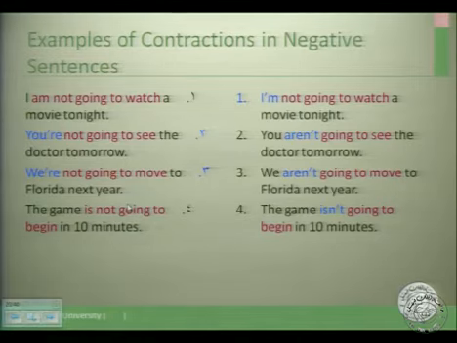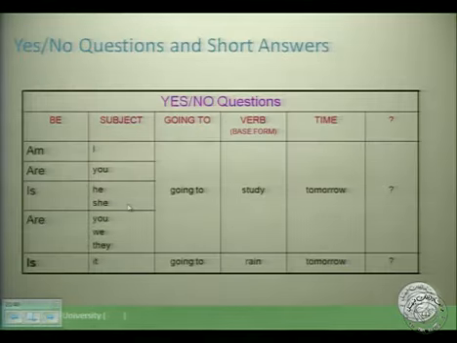Here are some examples of contractions in negative sentences. I am not going to watch a movie. It becomes I'm not going to watch a movie, etc. This is not very important.